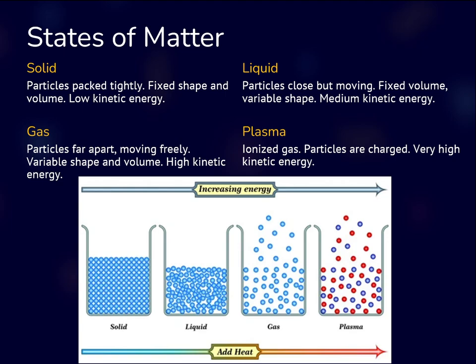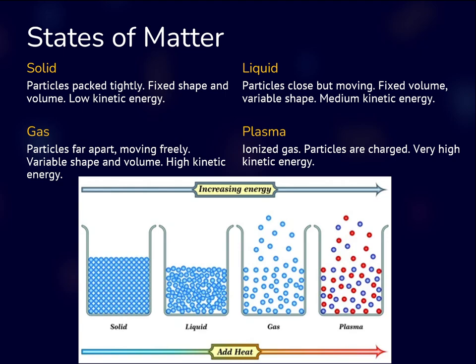Matter shows up in four familiar outfits. Solid. Particles are locked in place, vibrating but not translating, meaning they have a fixed shape and a fixed volume. In a liquid, particles slide past one another, meaning they have a fixed volume, but take the shape of the container. Gas. Gas particles dart freely and occupy any space, meaning they have variable volume and variable shape. Plasma. Electrons stripped away from their nuclei, a soup of charged particles with extremely high kinetic energy.